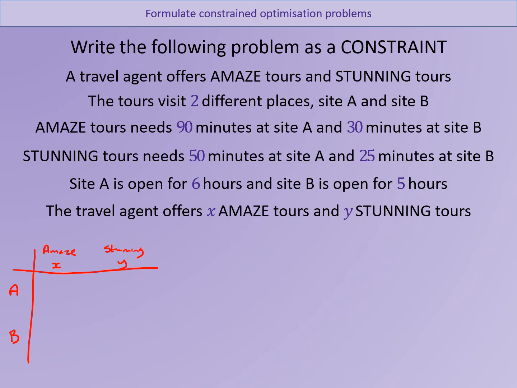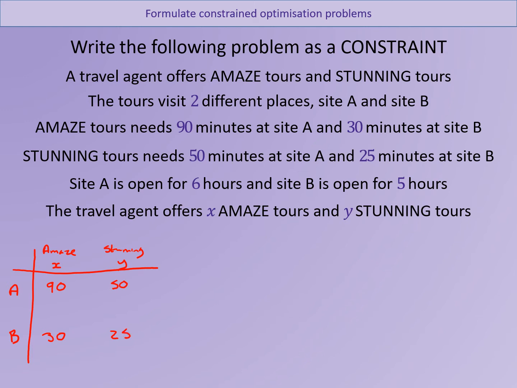So we're going to do it all into minutes, so that means that the times in hours are going to need converting. So amaze tours need 90 minutes at Site A and 30 minutes at Site B. Stunning tours need 50 minutes at Site A, 25 minutes at Site B.